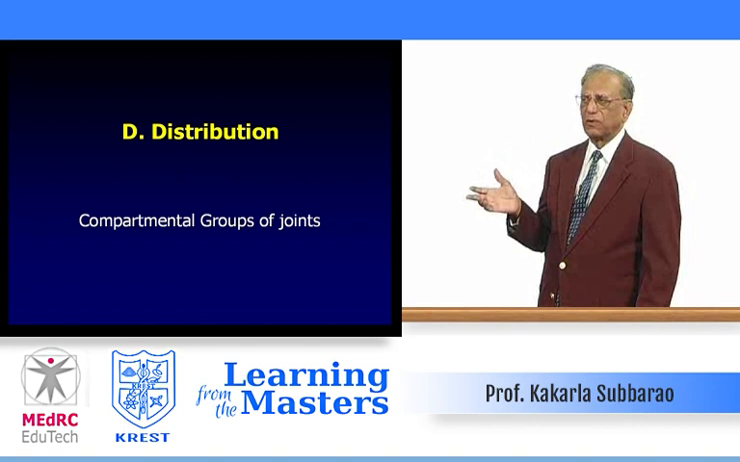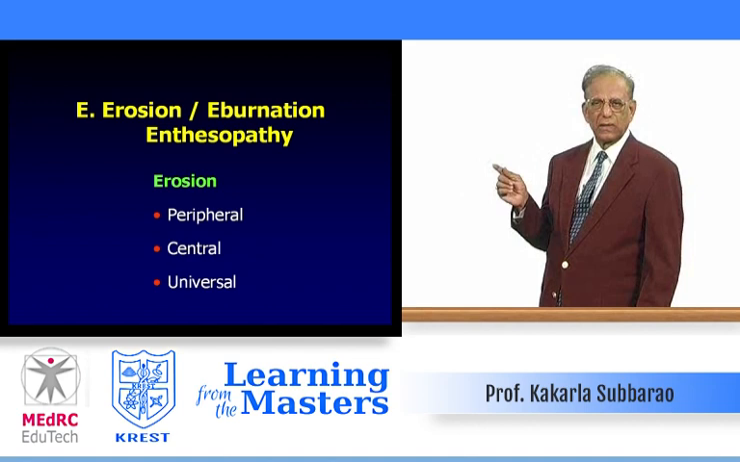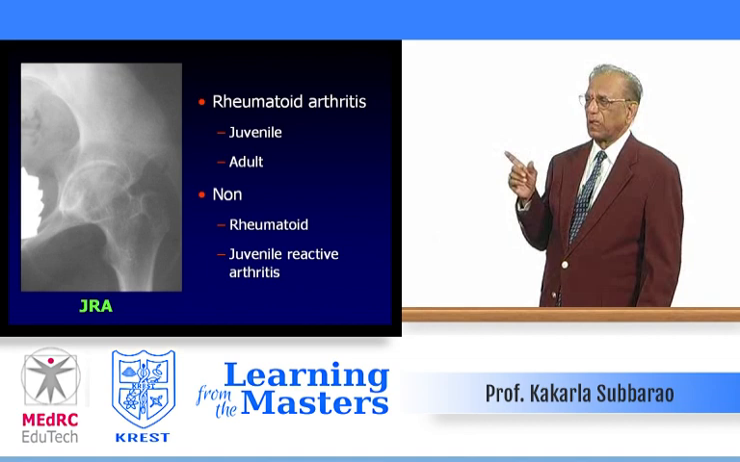Erosion, E stands for erosion. These erosions could be peripheral, such as generally occurs in tuberculous arthritis, and central, infective, or it could be universal in any inflammatory type of arthritis, such as rheumatoid arthritis or even gout. In adult rheumatoid arthritis, erosions can occur. And in non-rheumatoid juvenile reactive arthritis, also you may get erosions.